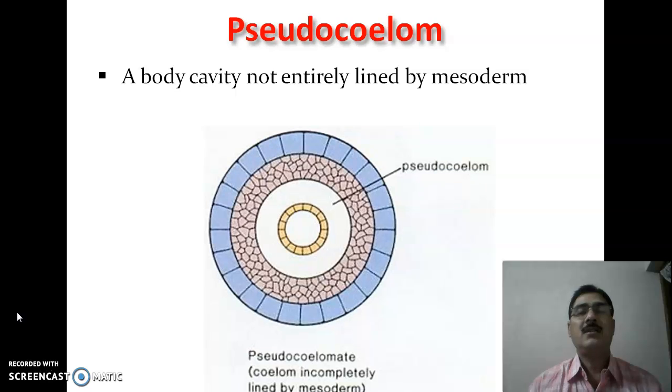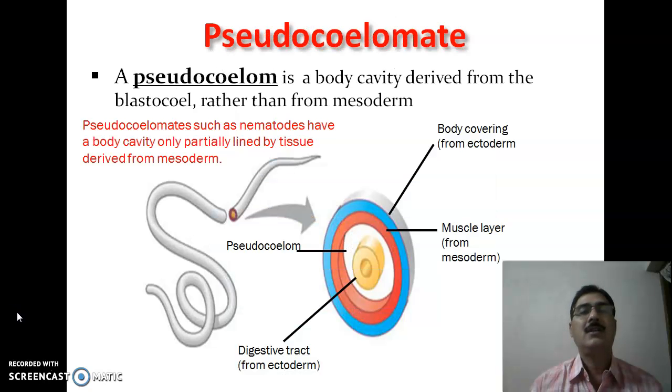In the pseudocoelomate, the body cavity is not entirely lined by the mesoderm. It means there is a layer on the outer side, the mesoderm, and on the inner side the endoderm. So the body cavity is not completely lined by the mesoderm. Hence it is known as a pseudocoelom or false cavity. As you can see in the case of Ascaris, the pseudocoelomates, or a common example shown here, the nematodes have a body cavity only partially lined by the tissue derived from the mesoderm.